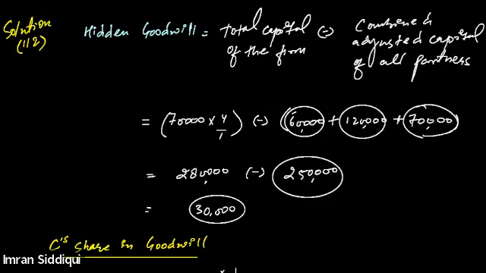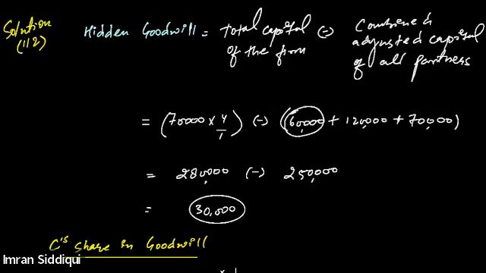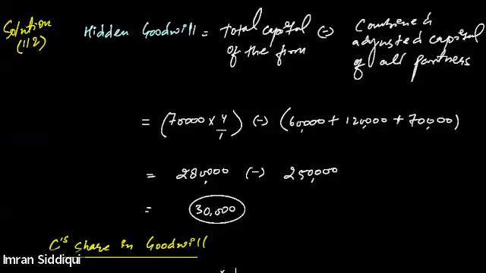Combined adjusted capital of all the partners will be 2,50,000. Is that clear, everyone? Halima, is this clear to you as well, sir? And then after subtracting it, we will get 30,000 as the hidden goodwill. And this is the hidden goodwill of the firm.